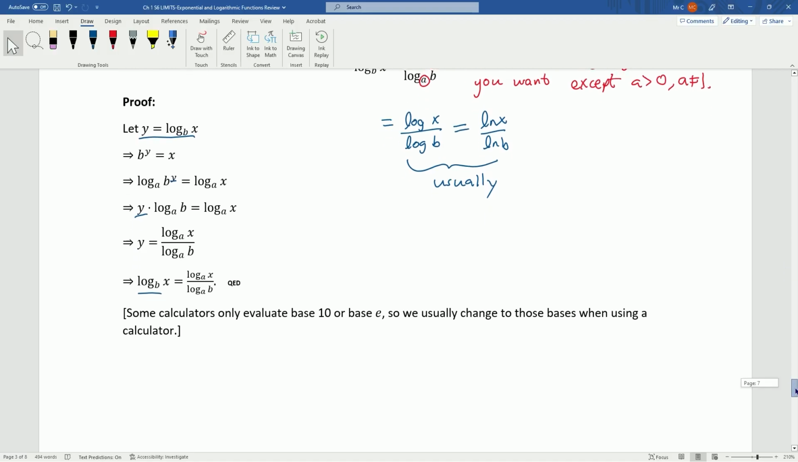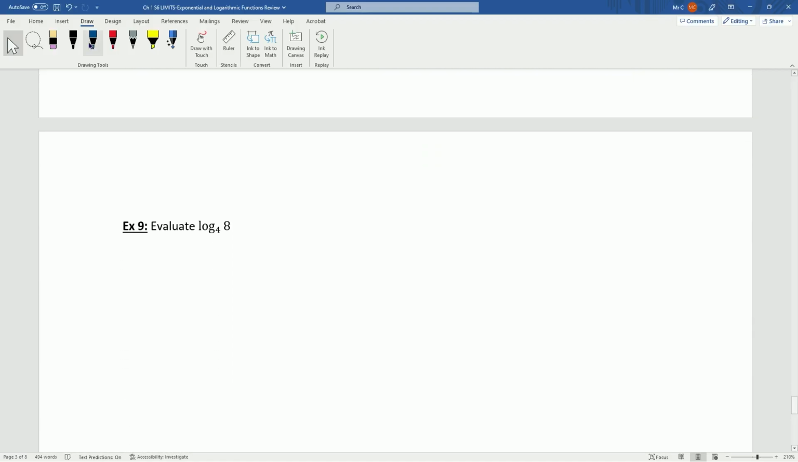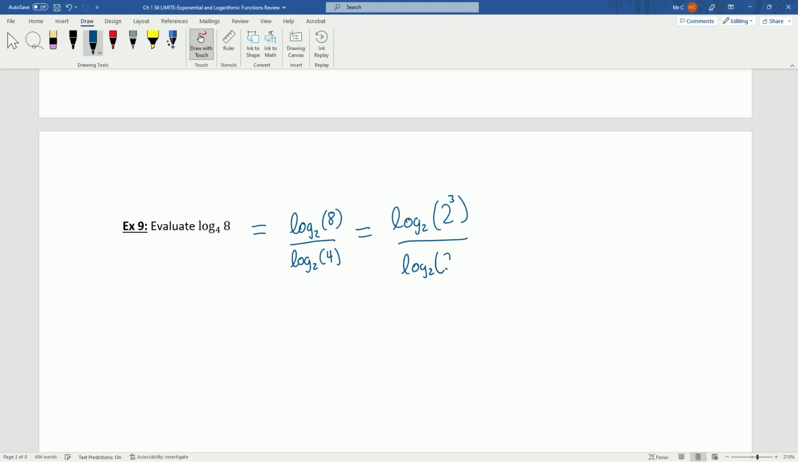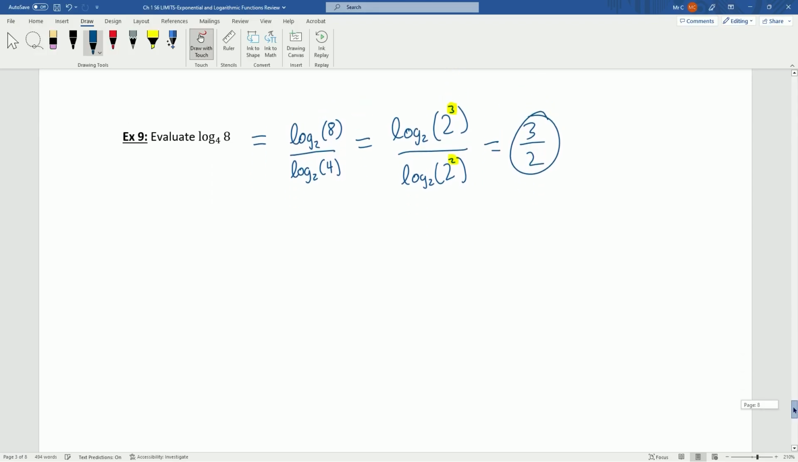Okay, so let's go ahead and use this to solve a problem. We're not going to use a calculator on this one, but we are going to use change of base. And what I realize is that 4 and 8 are both powers of 2. So I choose base 2. And I rewrite this as log base 2 of 8 divided by log base 2 of 4. And then I can rewrite each of those further. 8 is 2 cubed. And 4 is 2 squared. And log base a of a to the x is x. So up top we get 3, and in the bottom we get 2. And so the answer is 3/2.